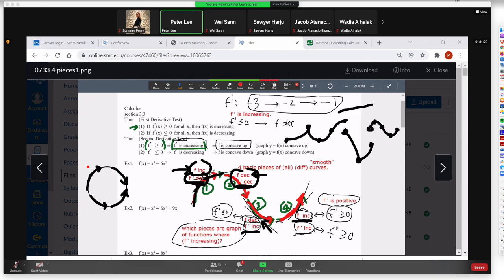Now when you go to part 3, the third piece is this. F is decreasing and f prime is increasing. F is decreasing, obviously, the graph is going down. But then f prime is increasing. Why is that? Because f prime is, let's say, minus 5, then minus 4, minus 3, minus 2. And on this part, number 4, f is increasing, and f prime is also increasing.